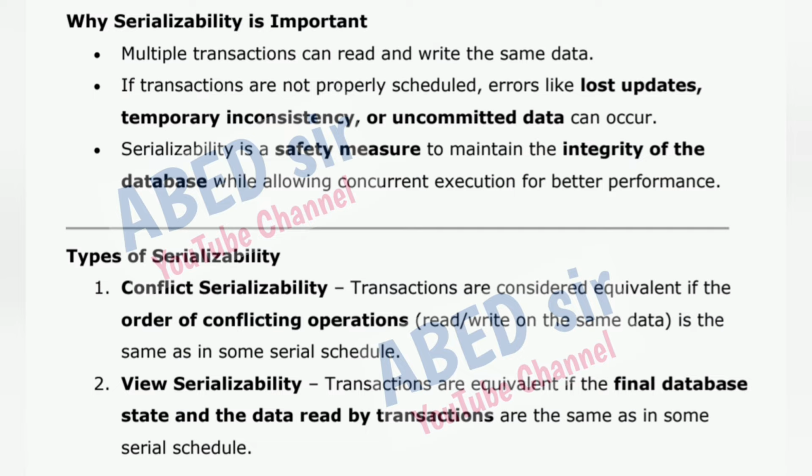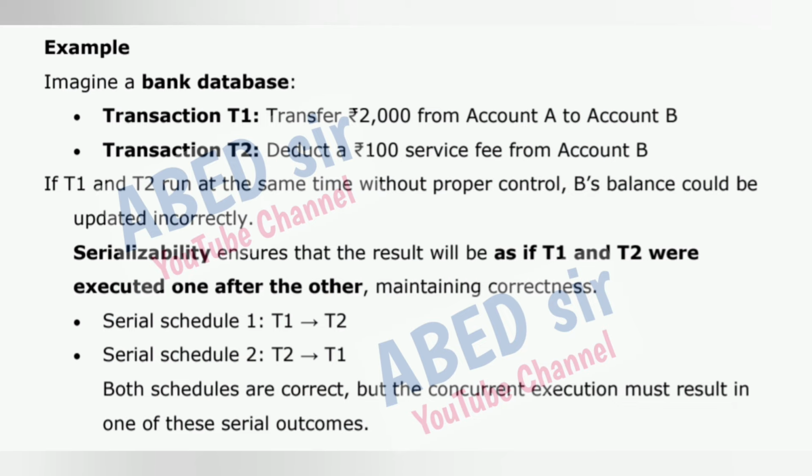Types of serializability. 1. Conflict serializability. Transactions are considered equivalent if the order of conflicting operations, read-write on the same data, is the same as in some serial schedule. 2. View serializability. Transactions are equivalent if the final database state and the data read by transactions are the same as in some serial schedule.